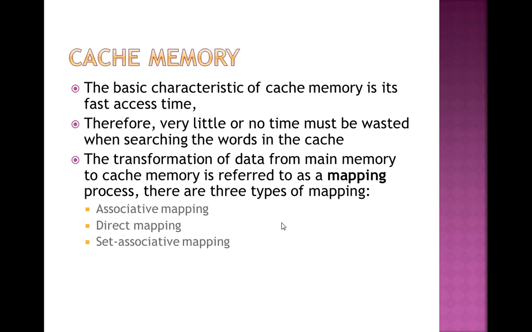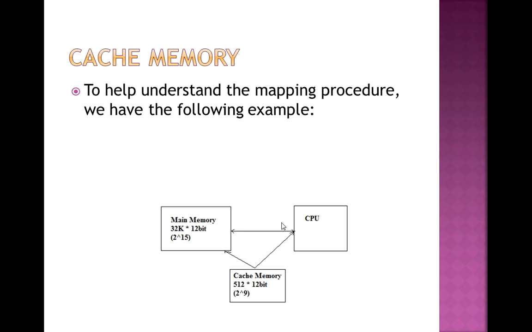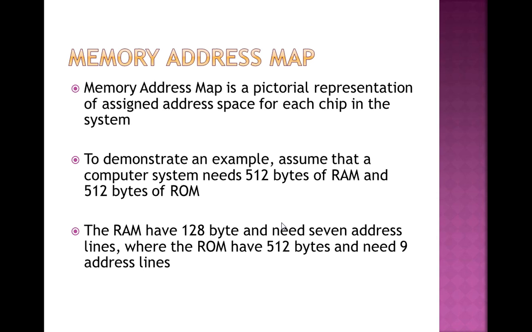Then we will discuss how we can do the mapping from the main memory to the cache memory. The mapping is done using 3 techniques. There are 3 types of mapping: one is associative mapping, then direct mapping, and then set associative mapping. So there are 3 types of mapping in general: associative, direct, set associative. This is the cache memory diagram example.